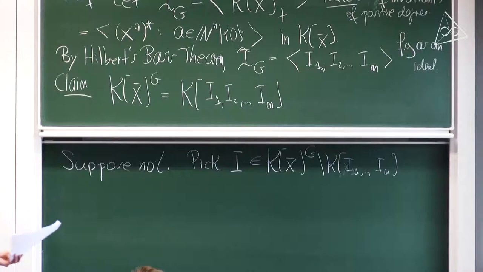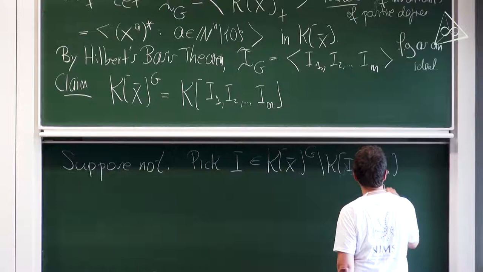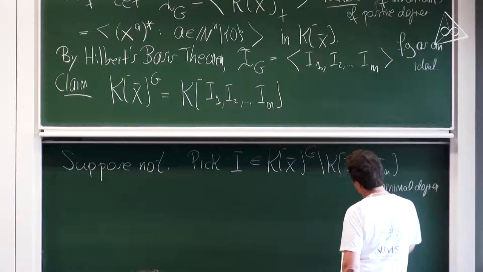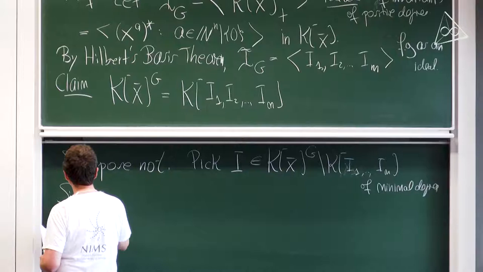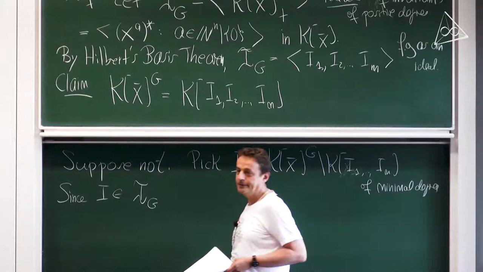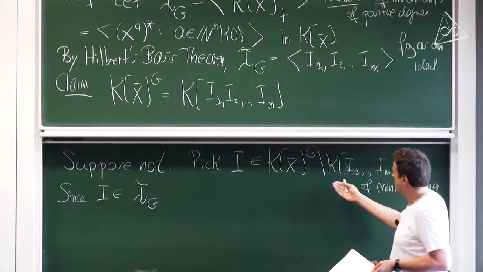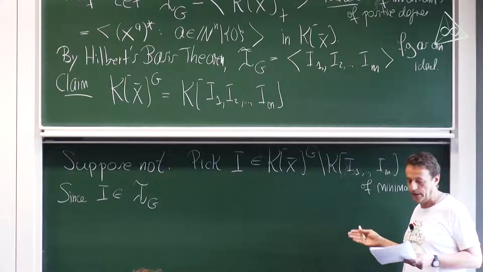So there will be some invariant in the difference, and I can pick an invariant of minimal degree. So I can assume this is homogeneous, and among all those counterexamples, I'm going to pick one that has the smallest degree, and that I can do because any subset of the set of non-negative integers has a least element. Well, what about this invariant? Well, this invariant is certainly in the ideal IG, right? Because this invariant, it's not a constant, right? Because the constants are just k.